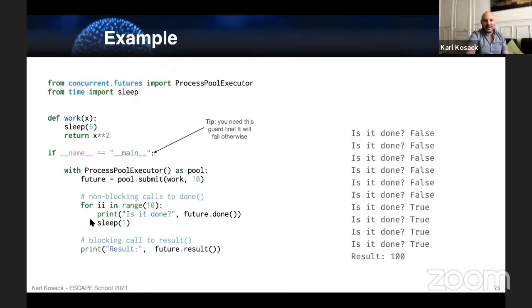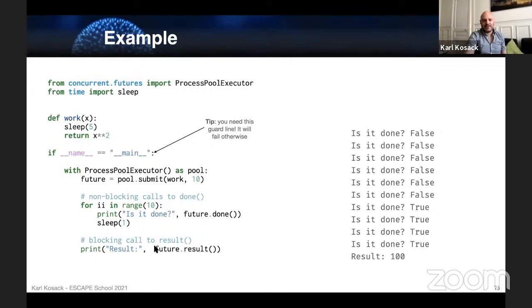And here I just printed a little thing. I call future.done a bunch of times every second, and you'll see what happens. It says it's done, no, and suddenly, okay, yeah, it's finished. So this is a way you can check if a job is done. But actually, if you call future.result, that's a blocking call. It'll wait until the job is done and then return the result.